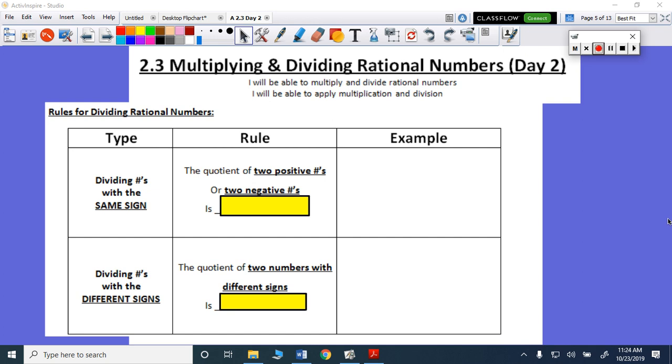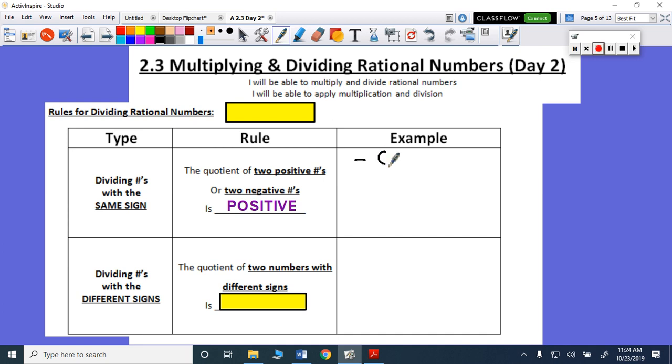Okay, friends, same rules as yesterday, only we're going to have a little more fractions. When you multiply with the same sign, you end up with a positive answer. Same thing when we divide with the same sign. It's positive. So a -6 divided by a -2: dividing two negatives gives you a positive. 6 divided by 2 is 3. Just like if I divided two positives, you're not going to make it negative. So the same sign multiplied or divided is a positive.